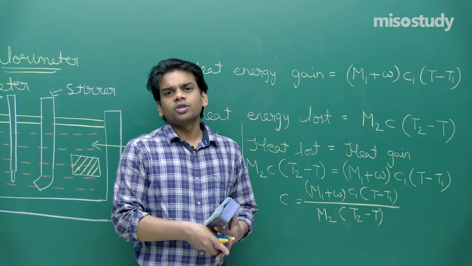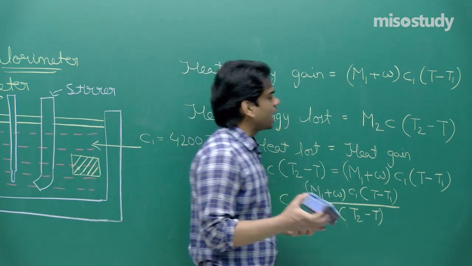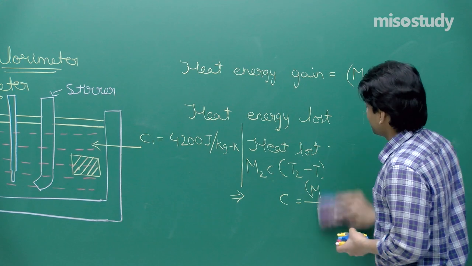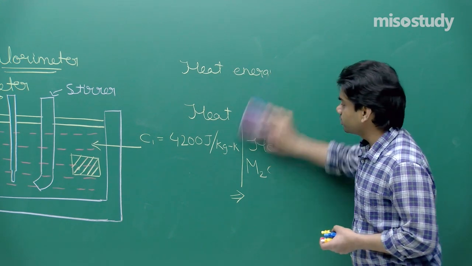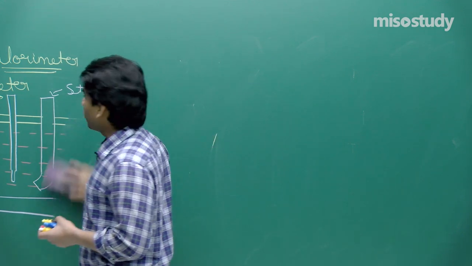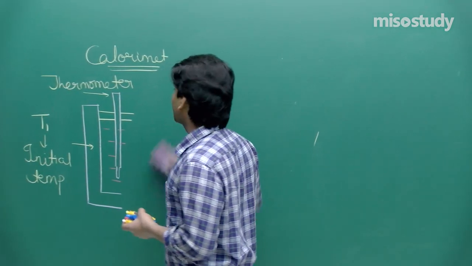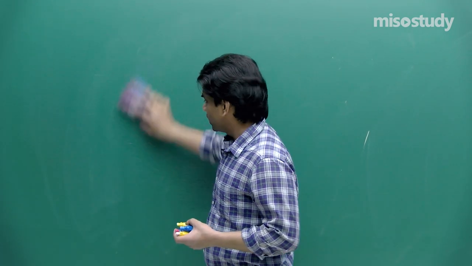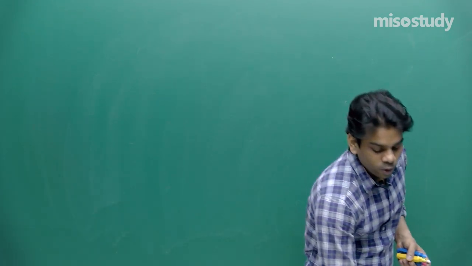So, can we practice a question based upon this? Yes, we can definitely do that. Let me rub this part and go ahead with a quick problem solving based upon this concept. I hope it will be clear to you all how you can find out the specific heat of any object. Easy concepts we have learned. So, let me read out a question for you all.